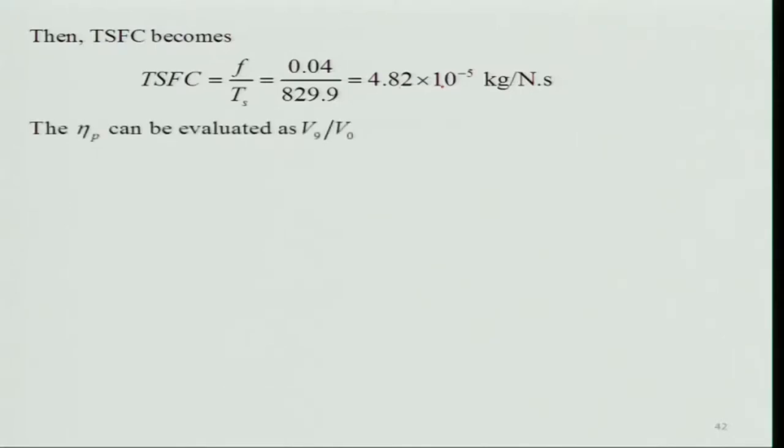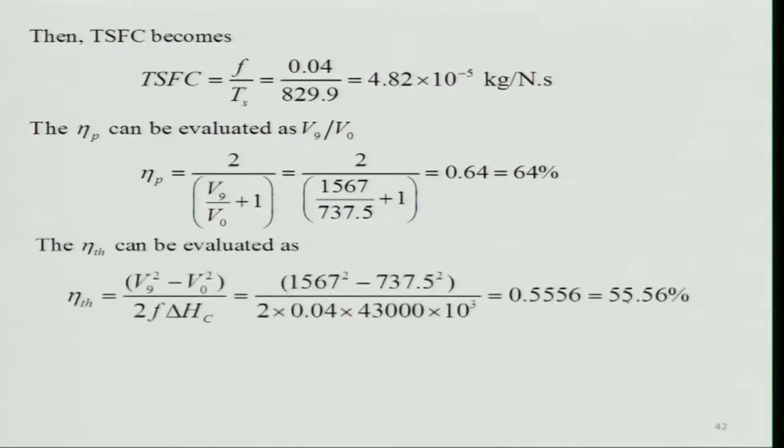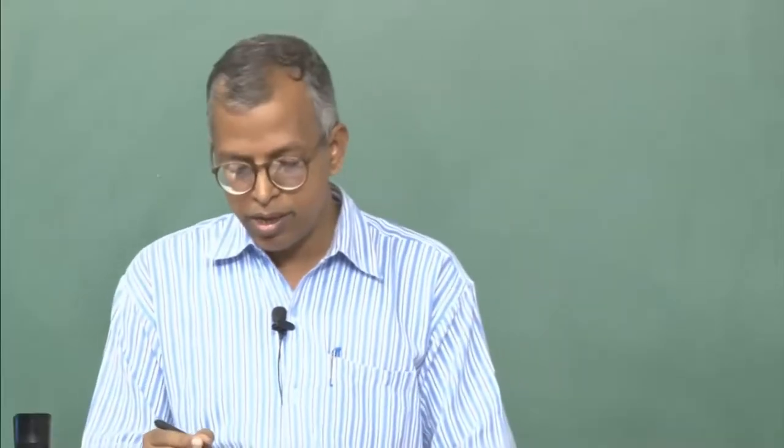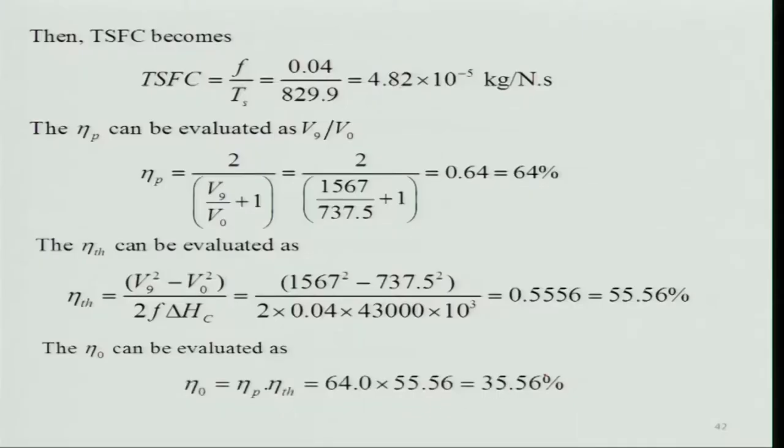So propulsive efficiency can be evaluated as V9 by V0, right? We know V9, we know V0, so you can get the propulsive efficiency very directly. And thermal efficiency is the same as that when you substitute V9. But here you can see the difference in that velocity and how much change in the kinetic energy is occurring, you can have a feel for it, whereas otherwise it is just a number. So the overall efficiency will be 35.6.